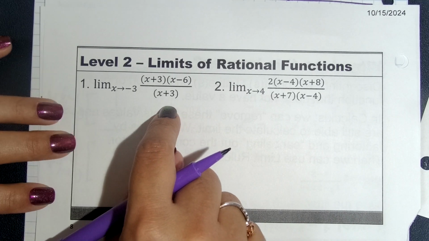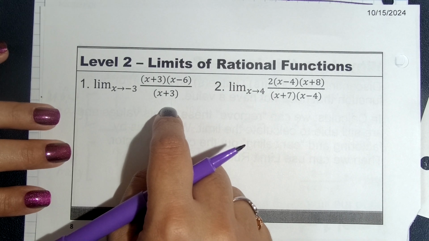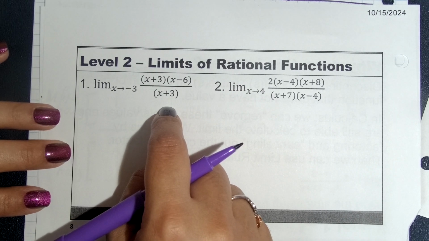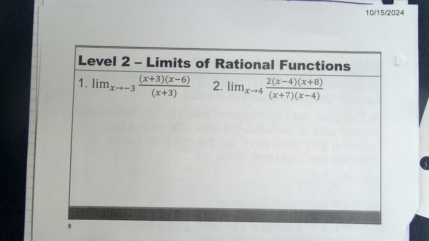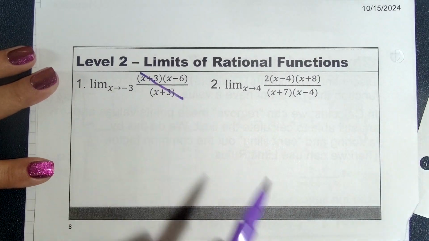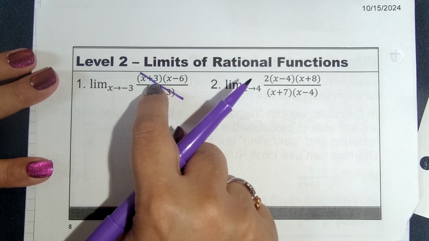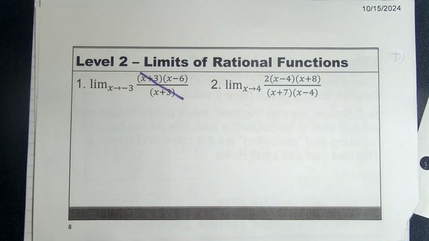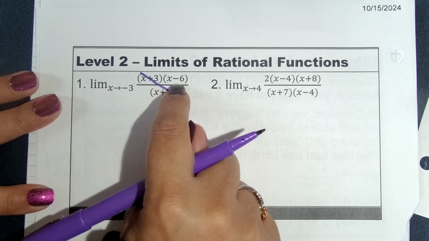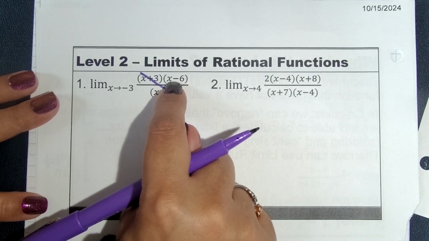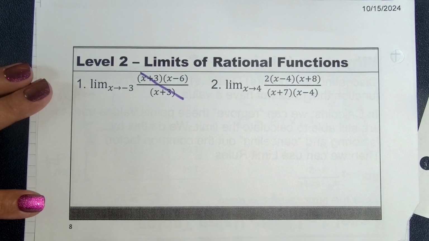3? Not 3. 2? Not 2. 1? Nope. Remember, parentheses are factors. Parentheses are factors. So what is my common factor? X plus 3 is my common factor. X plus 3 is my common factor, so I'm going to cancel them out. Factors can be parentheses. These are called binomials. Factors can be binomials.